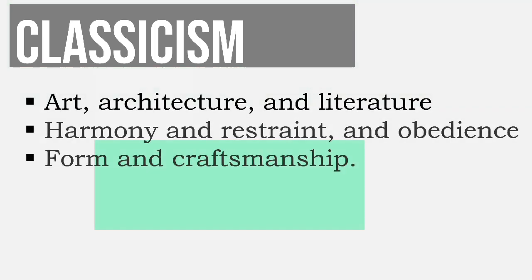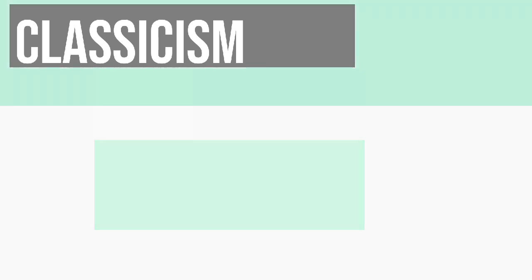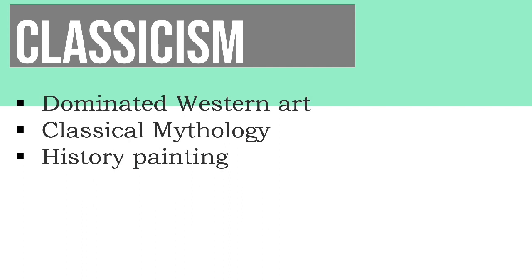It follows the principles of these ancient civilizations in art, architecture, and literature. It's generally associated with harmony and restraint, and obedience to recognized standards of form and craftsmanship. Classicism dominated Western art, with classical mythology, consisting of the various myths and legends of the ancient Greek and Roman gods and heroes, becoming a major source of subject matter for history painting.